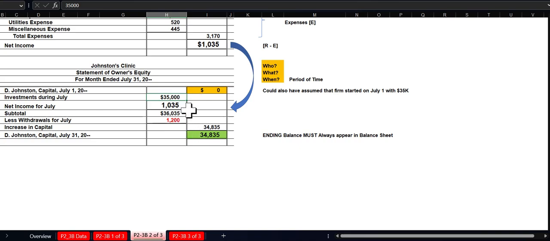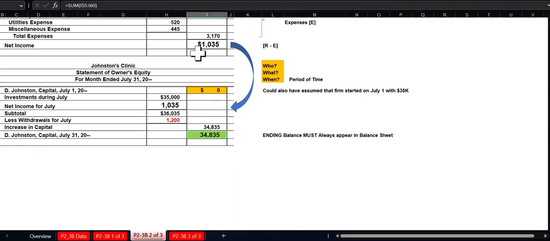So the owner invested 35,000, the business earned a profit of 1,035, so that adds to the investment of the owner. Then we deduct the amount taken out by the owner for personal use, called drawings, and we end up with a net added to the beginning balance of 0. We have our new equity for the owner of 34,835. Pay attention to this balance because when we get to the final report, we're going to be needing to use it.